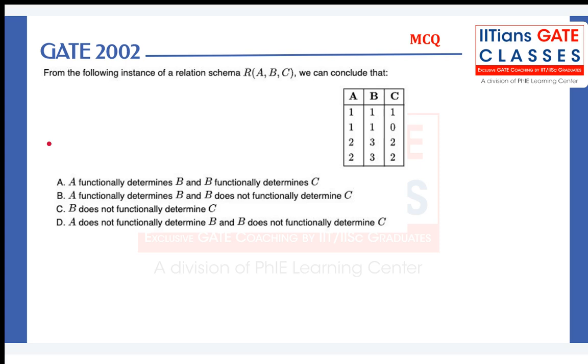Okay, fine, let's answer this. This one is also something very basic. From the relation instance of the schema given, what can we conclude? A can functionally determine B, which means A can derive B. Functionally determine is just a big word. It means A can derive B or A can determine B. Can A determine B? Functionally determine means if I have a unique value of A, will I get a unique value of B? If I have a unique value of B, can I get a unique value of C?